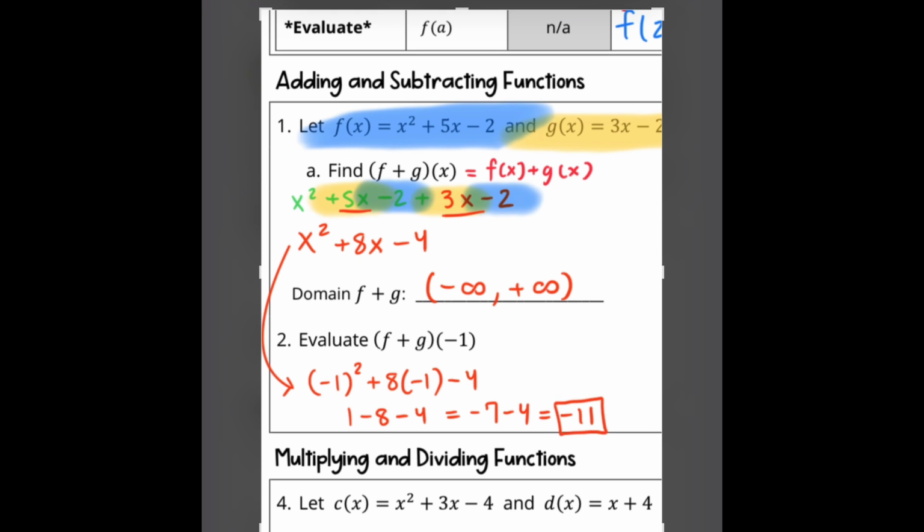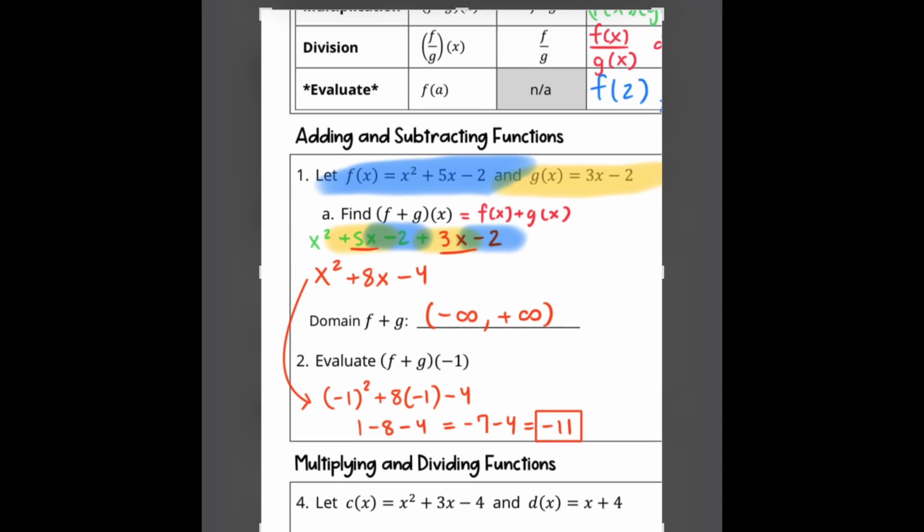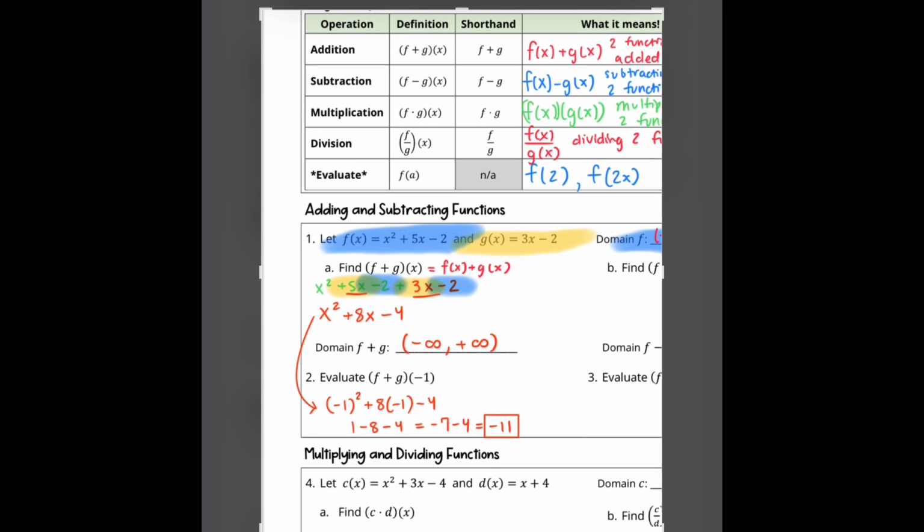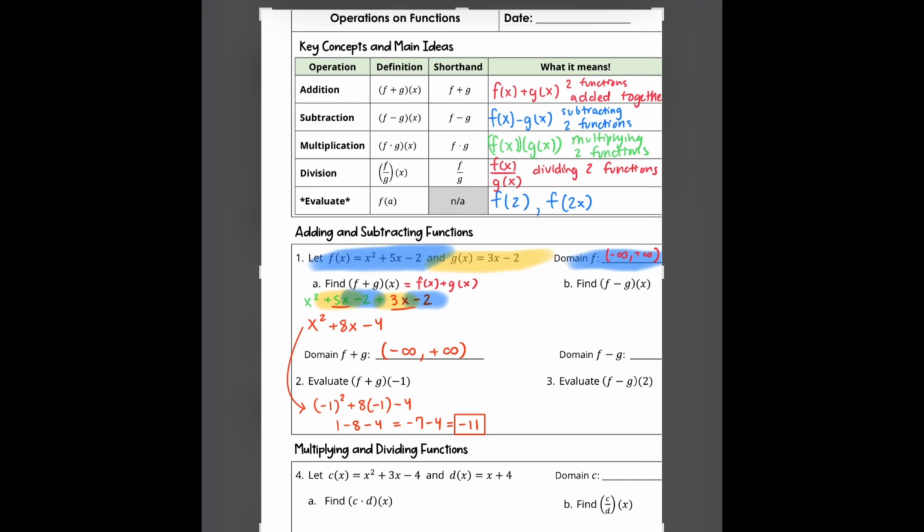So when you evaluate and you're plugging in a number, you're going to get a number as an answer. Now, that's not to say you can't get something with a variable if what you plug in is a variable. So yeah, that's the answer to that question. Let's move on to the other part.